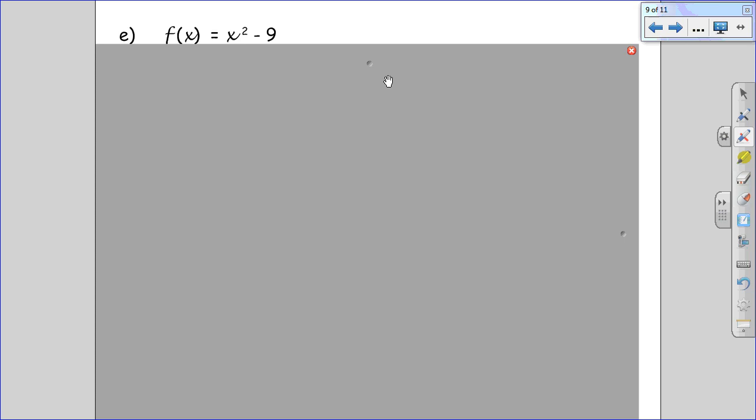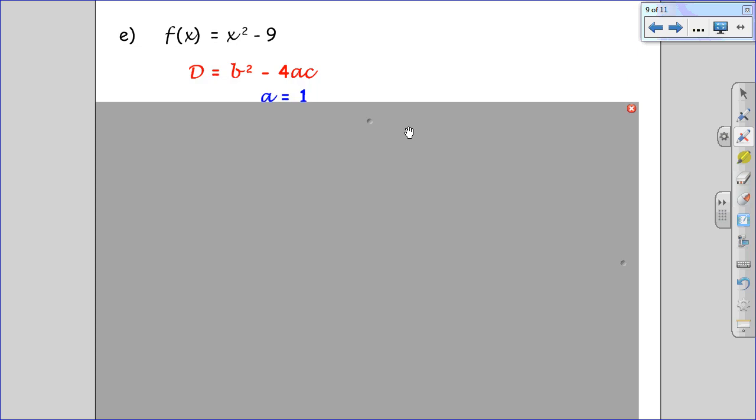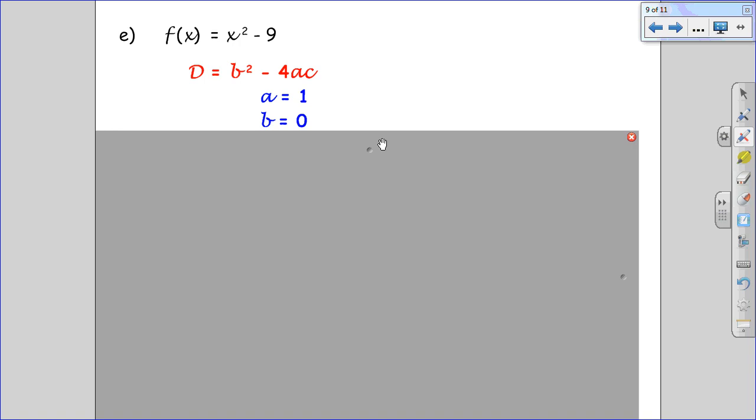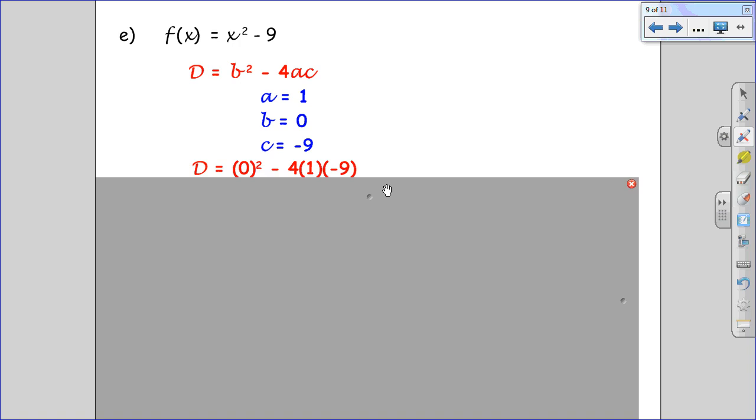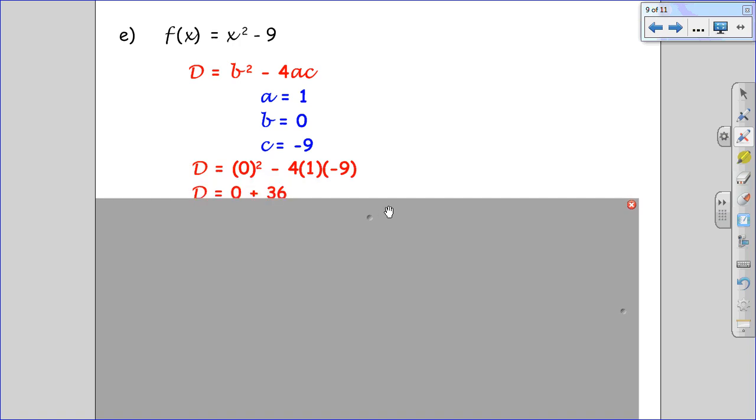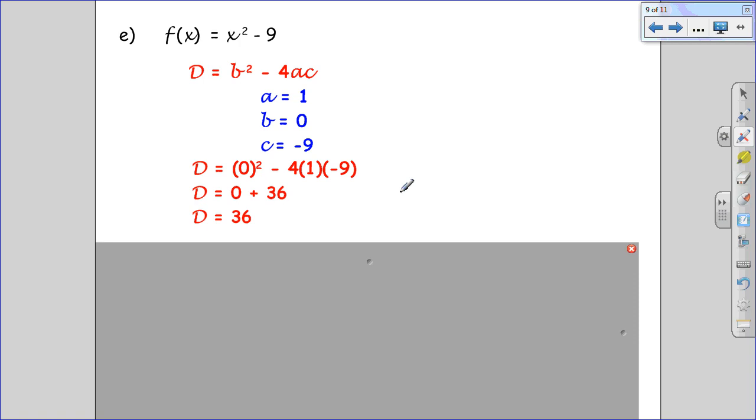Oh, and I should know something about this function already too, but again, we'll talk about that later. If I look at this, the a value is 1. There isn't a linear term. That means b, in fact, has a value of 0, and the c is -9. So when I do b², I'm going to do 0² - 4 times a, which is 1, multiplied by c, which is -9, and I end up with a discriminant of 36.